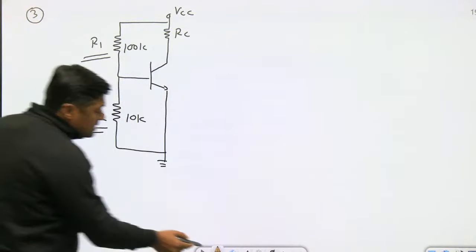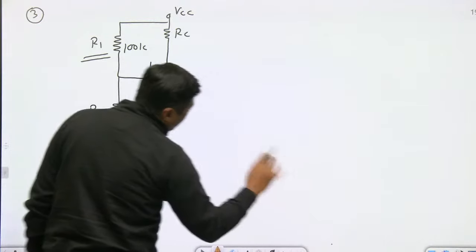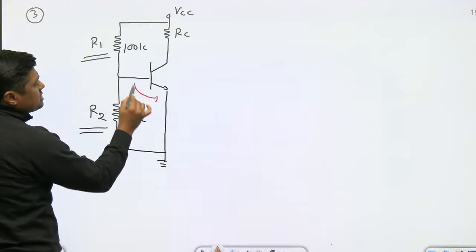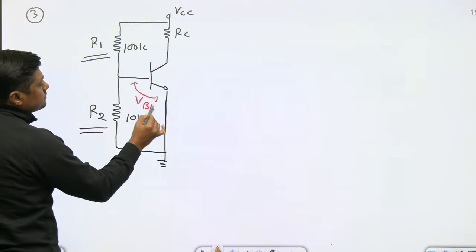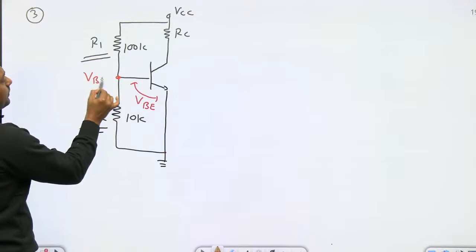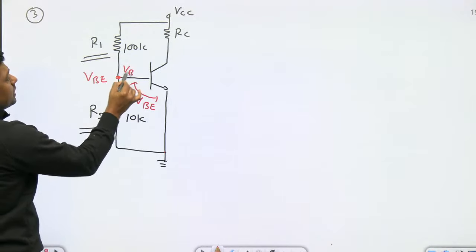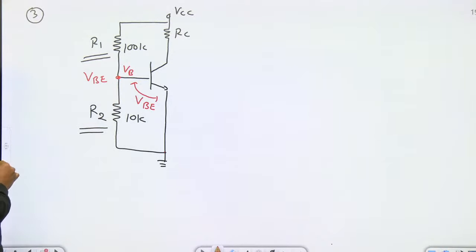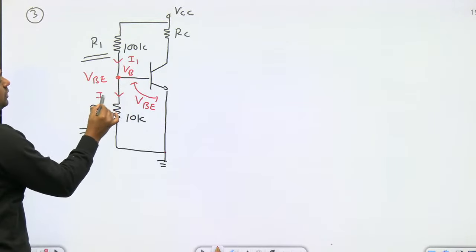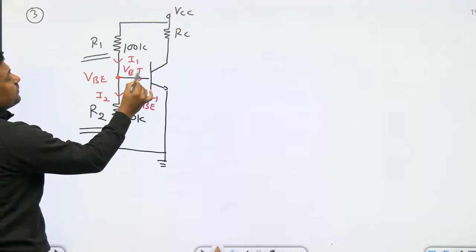Again it is a second method. No need to apply Thevenin's theorem, you can solve directly. With respect to ground, the voltage at this point is VB, that is the base terminal. You can directly find I1, you can directly find I2, and then you can find IB.